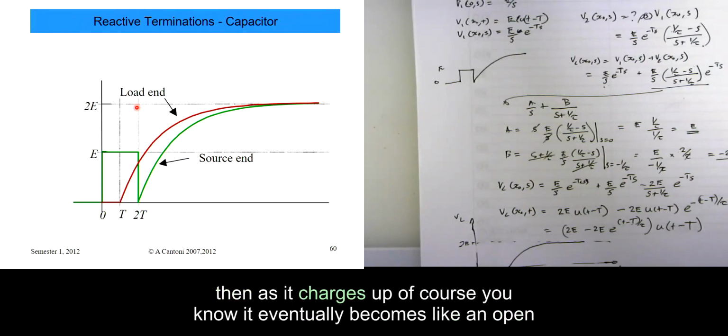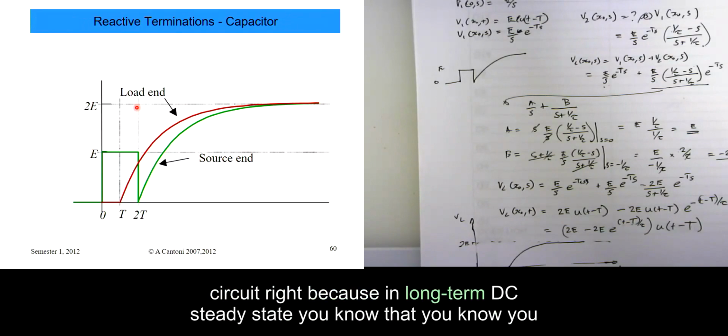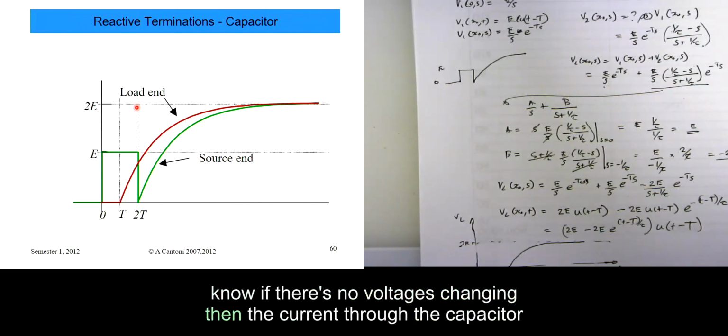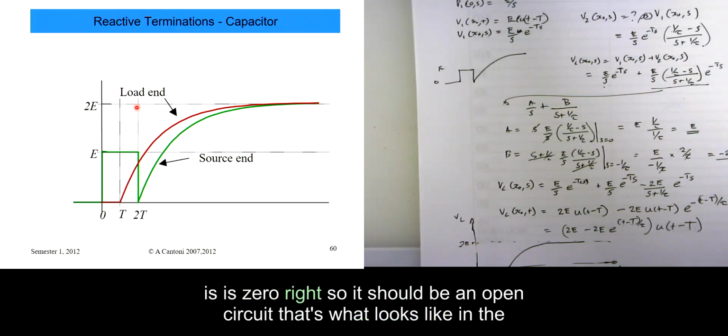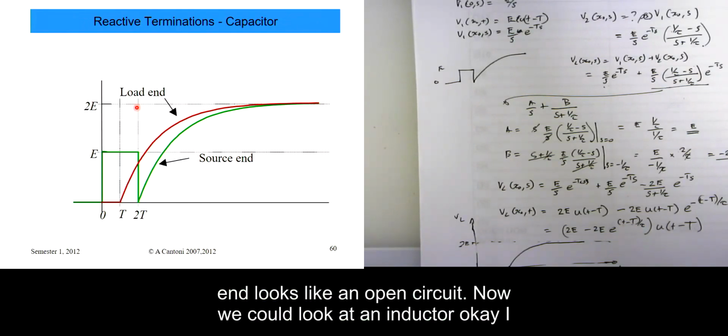And then as it charges up, of course, it eventually becomes like an open circuit, right? Because in a long-term DC steady state, if there's no voltages changing, then the current through the capacitor is 0, right? So it should be an open circuit, and that's what it looks like. In the end, it looks like an open circuit, right?